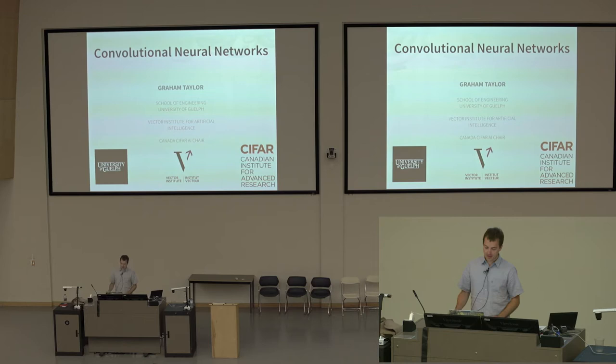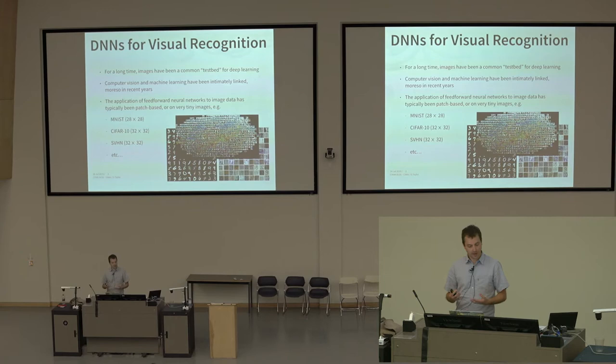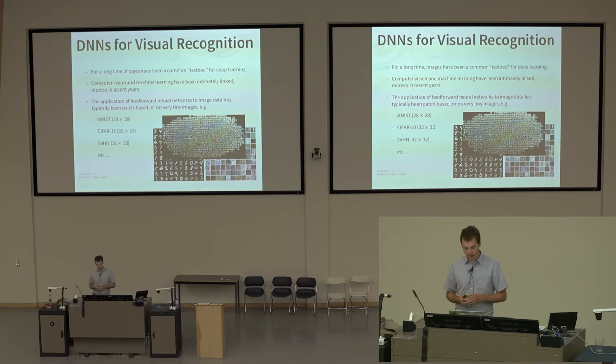So I'm going to approach today's lecture from the point of view of learning from images at scale. For a long time, images have been a common testbed for deep learning. In fact, there's this analogy that the MNIST data set is to deep learning researchers as fruit flies are to biologists. And those of you who know the story of the 2012 ImageNet large-scale visual recognition challenge, which some consider a turning point in deep learning, know that computer vision and machine learning have been intimately linked.